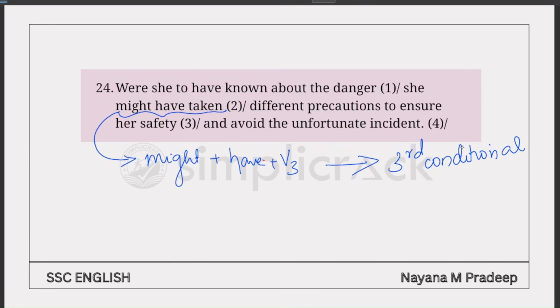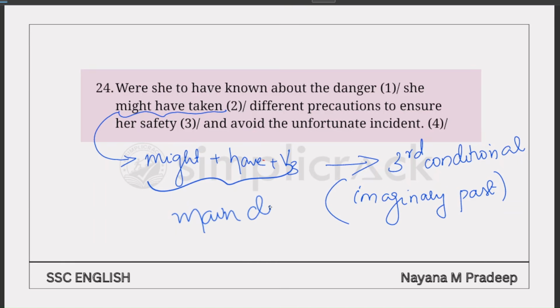The third conditional. What is the third conditional? It is the imaginary past, an impossible event or a hypothetical event in the past. That is the structure of the third conditional. This is the structure of the main clause. Okay, so we understood that when we looked at the sentence, we understood that might have taken is the third conditional structure. And in the main clause, we use might or would plus have plus V3 to indicate the imaginary past situation, a hypothetical past situation.